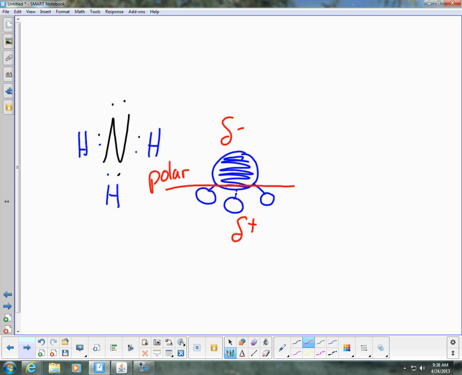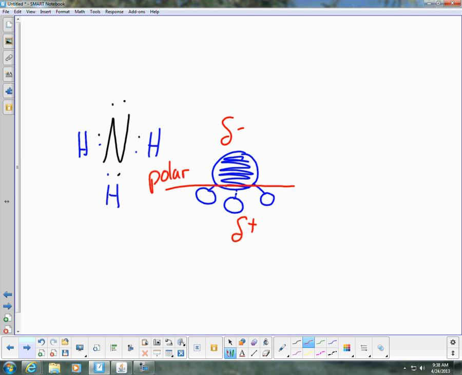This part right here represents an unshared pair of electrons. Some of your kits will have these, some of them won't. So we need to make sure that if you have an unshared pair of electrons, you just put a gray thing there and don't put a knobby on the end. Okay?